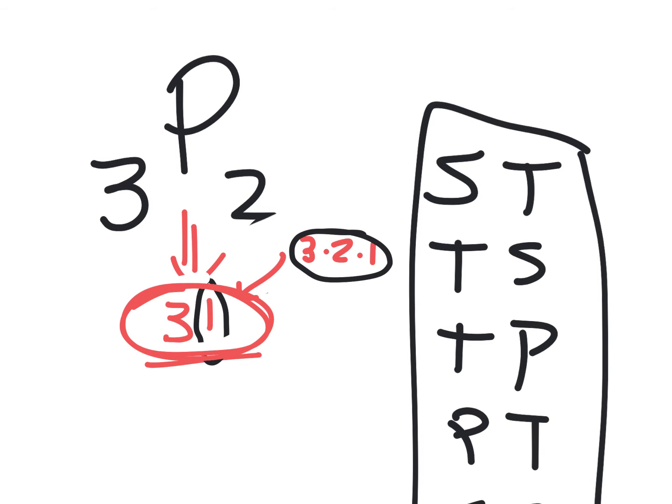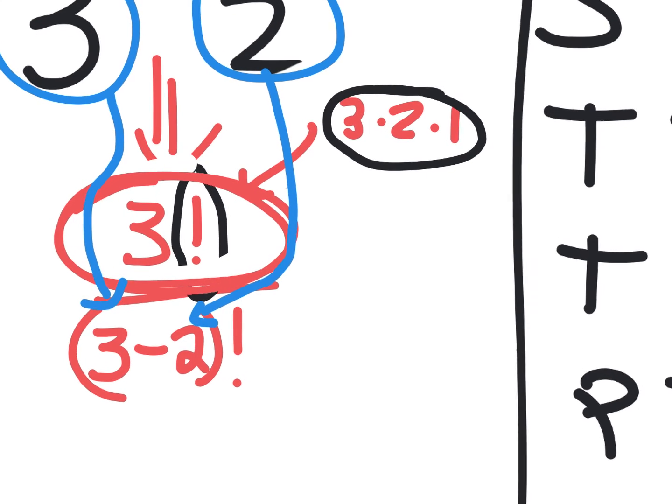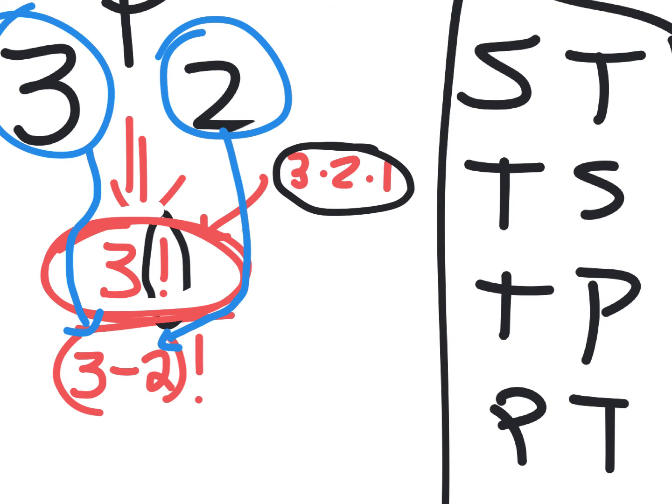You've got to also do the bottom part of the equation, which goes like this. Everybody finish off this equation with me now. 3 minus 2 in parentheses, factorial. How did I get those? This one minus this one, on the bottom. So it's 3 factorial over 3 minus 2 factorial. That simplifies to 3 factorial over 3 minus 2, which is 1 factorial.